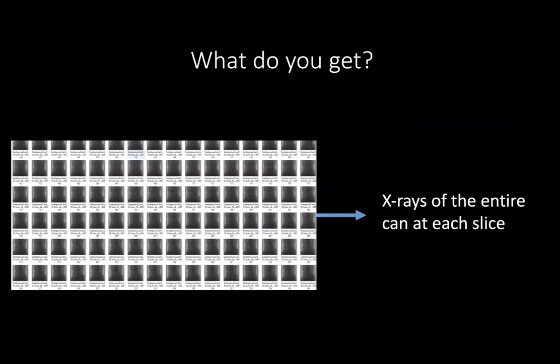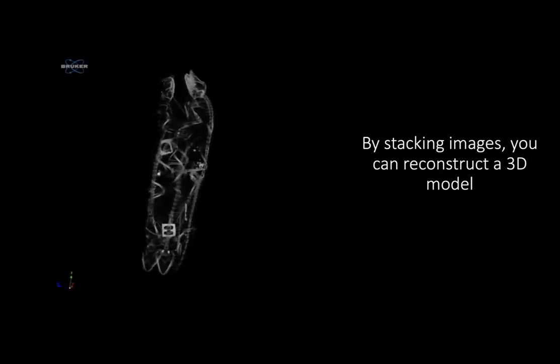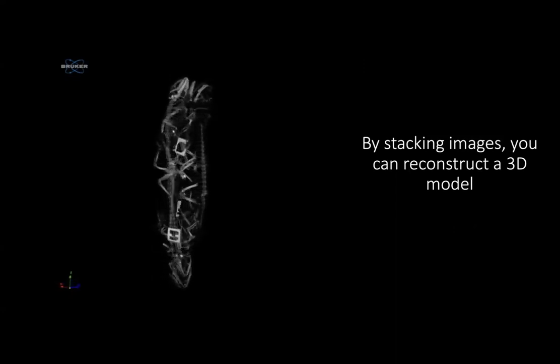What we get are thousands of X-ray files that are just a small slice of many lizards in the can. Then we can stack all the X-rays together to create a three-dimensional model of all the lizards inside the can. And this is what the final product looks like. As you can see, we have many lizards in one can, but we can identify each lizard by the tag that we placed on it. You should be able to see all the tags on here.